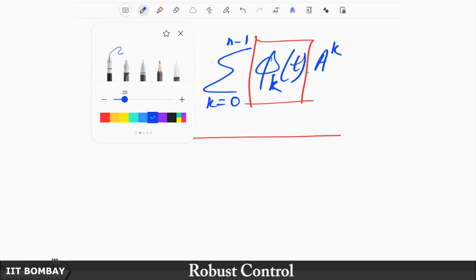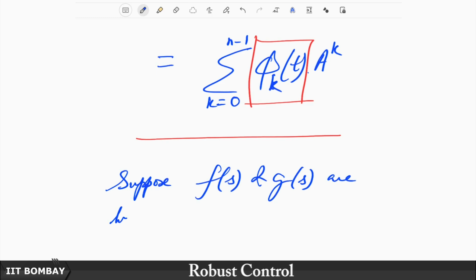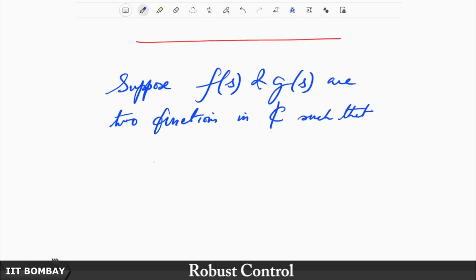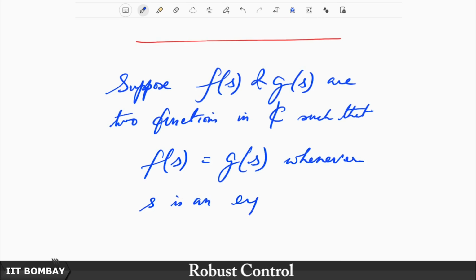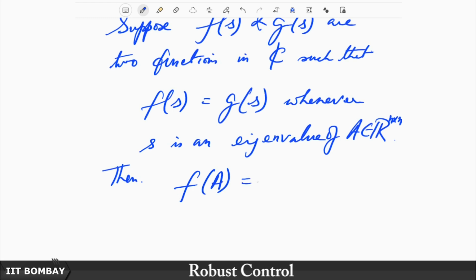Let us draw a line below this, we will revisit this very shortly, but before that let me just draw your attention to another result. So, suppose F(s) and G(s) are two functions in C such that F(s) is equal to G(s) whenever s is an eigenvalue of A, a matrix. Then F(A) is going to be equal to G(A).